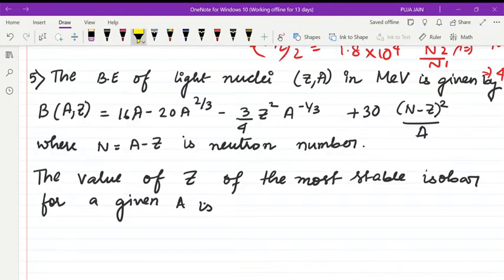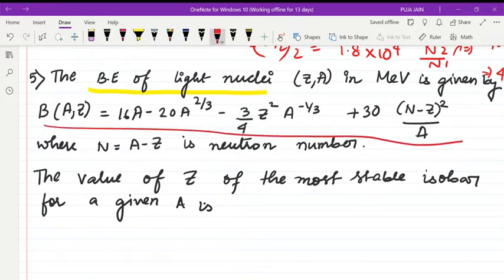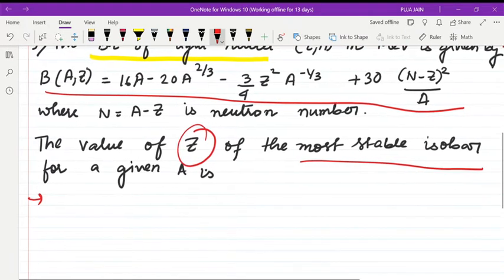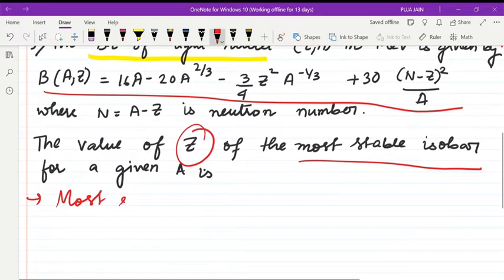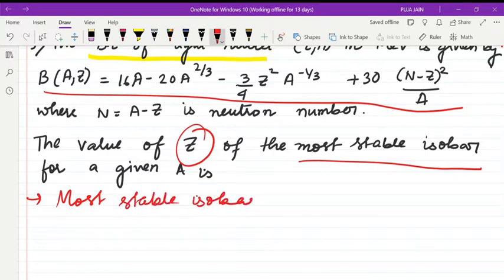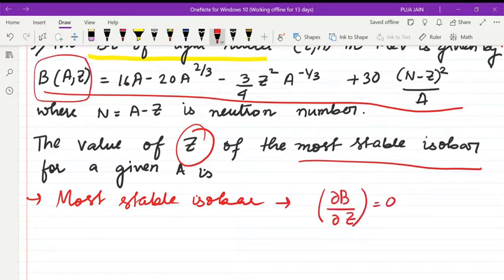Now, question number 5: the binding energy of the nuclei in MeV is given as this. The value of Z we have to find for the most stable isobar. Now the condition for the most stable isobar is del B by del Z equals 0. Here the variable parameter is Z.